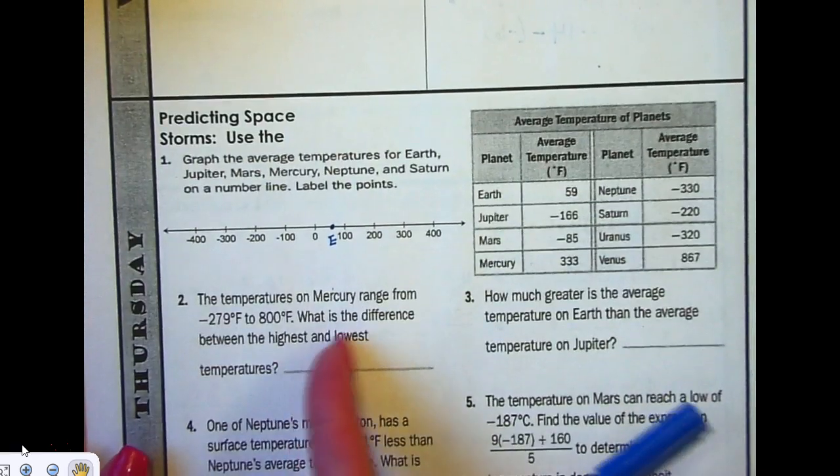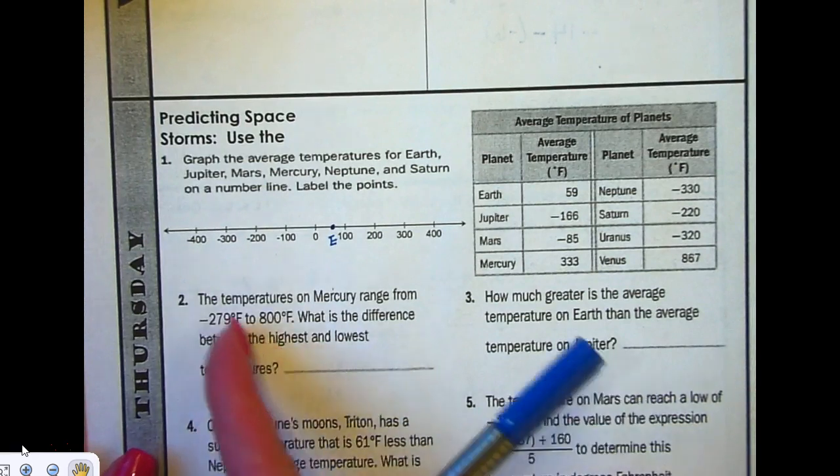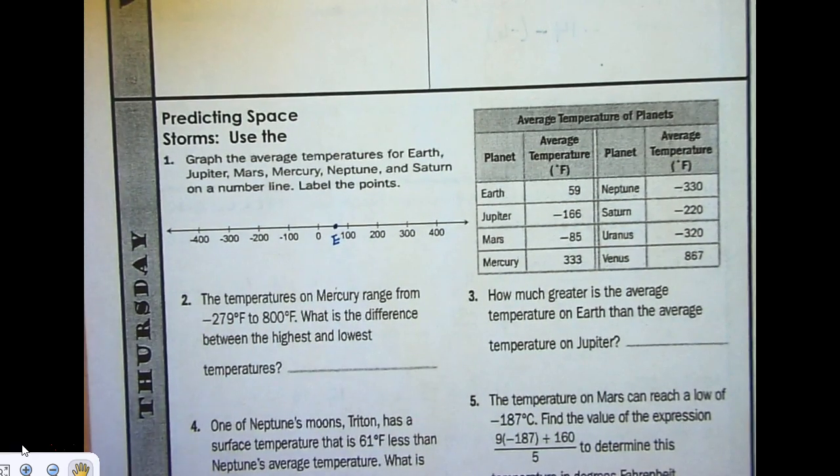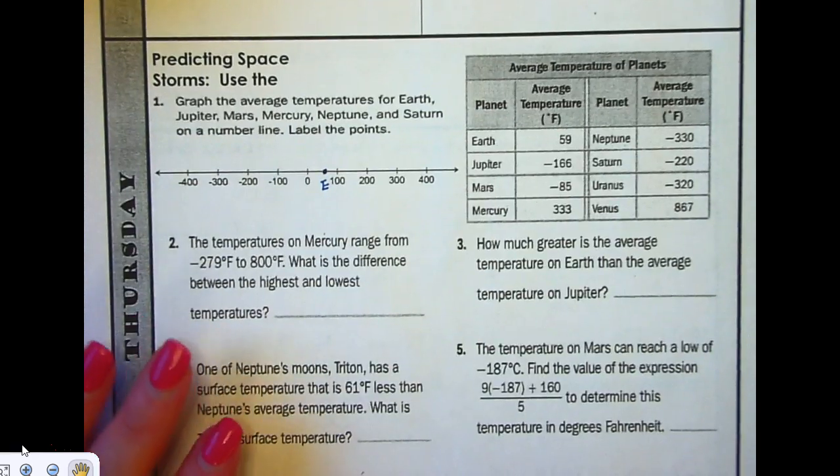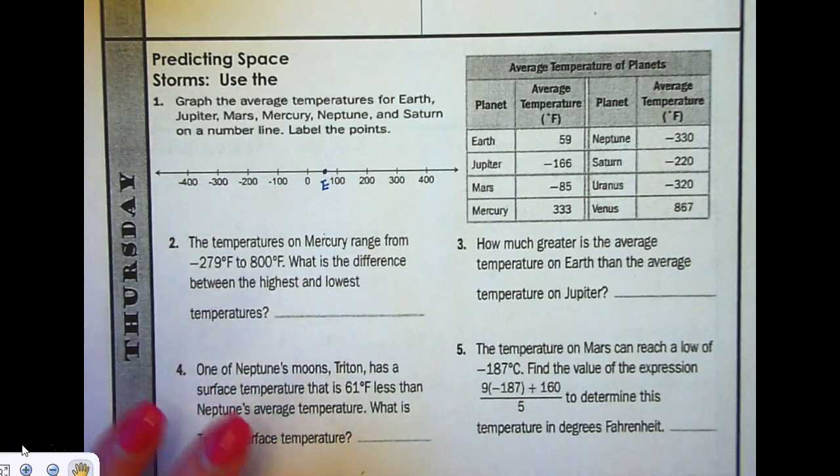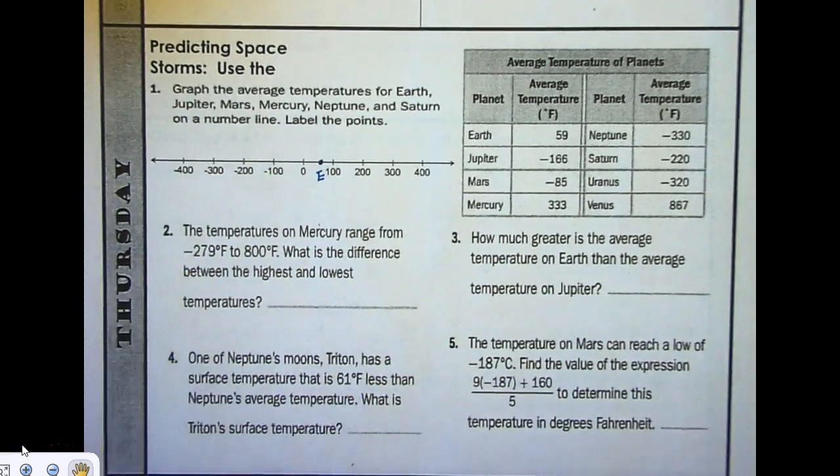All right. What is the difference between the highest and lowest temperatures? If the temperatures on Mercury range from negative 279 to 800 degrees. On the mid-chapter check, when it said what's the difference, a lot of people said, well, one is a negative and the other one is a positive. That's the difference. Is that what we mean in math class? What's the difference? Difference means to do what? Subtract. Find out how far apart they are. Don't tell me one's a big number and one's a little number, or one's hot and one's cold. That's not what we mean. We mean the mathematical difference.